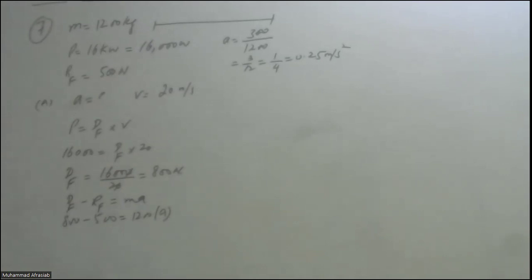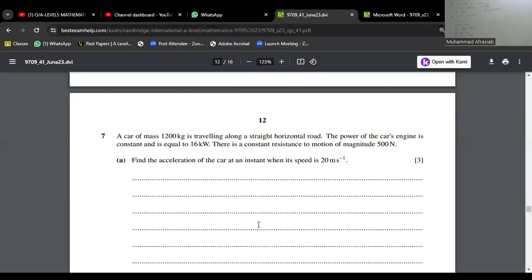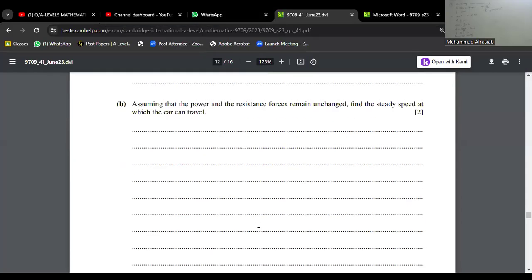Now, the second part is: assuming that this power and the resistance to the motion of the car are unchanged, find the steady speed at which the car is traveling. We know that power and the resistance force remain unchanged. So power is basically equal to 16,000.